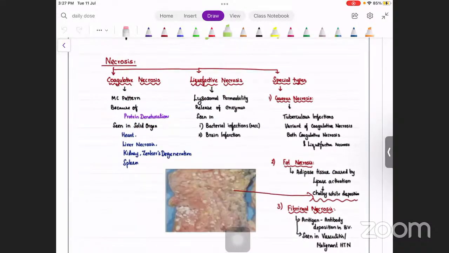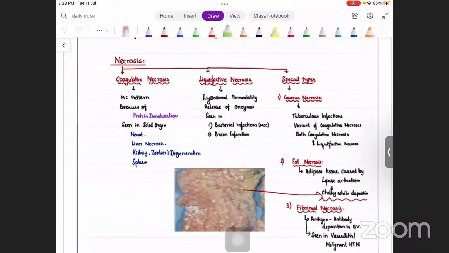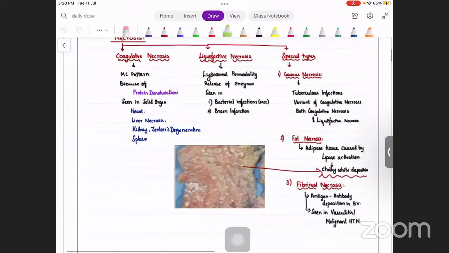So, are you clear about necrosis versus apoptosis? We talked about reversible cell injury, irreversible cell injury, and the structural differences in necrosis and apoptosis. Now we talk about the types of necrosis and the types of apoptosis. We finish off your cell injury. Okay, clear about that? Now speaking about the types of necrosis: coagulative necrosis, liquefactive necrosis, and certain special types like caseous, fat, and fibrinoid.